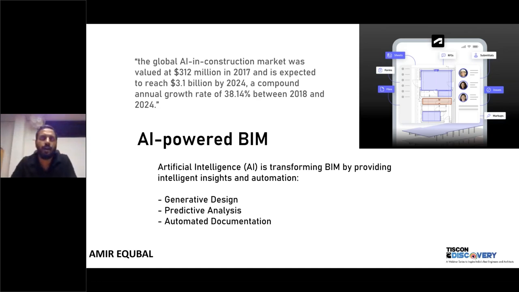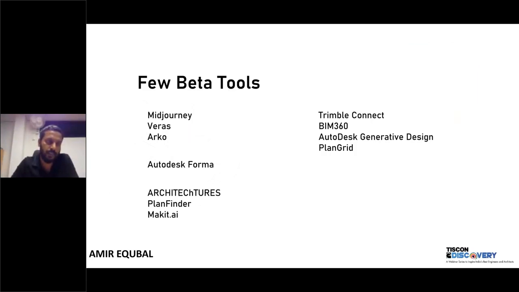Here are a few tools. There are a lot of tools because this is a new thing, and the beta time is going on for AI in construction and architecture. I've listed some of them here. For conceptual designs, you can have Midjourney, which is an independent tool. You have Veras and Arco; Veras can be integrated into Revit, and you can get different visualizations of your model, from which you can get an idea of how to work around it. You have Plan Finder and architectures.